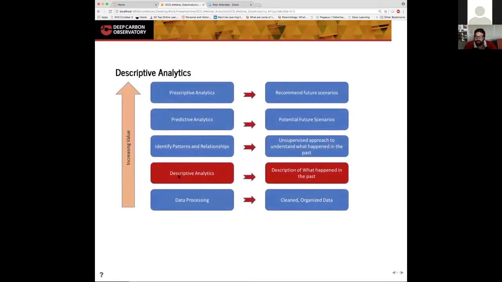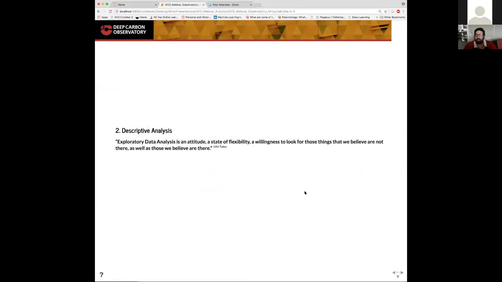So now that our data set is loaded and ready, we go to the next step, which is the descriptive analytics aspect of it. We begin first by exploring the data. Descriptive or exploratory analysis helps us to understand the features in the data and how they are distributed and what features may be of importance. John Tukey's quote interestingly describes this process. It says, exploratory data analysis is an attitude, a state of flexibility, a willingness to look for those things that we believe are not there, as well as those things we believe are there.